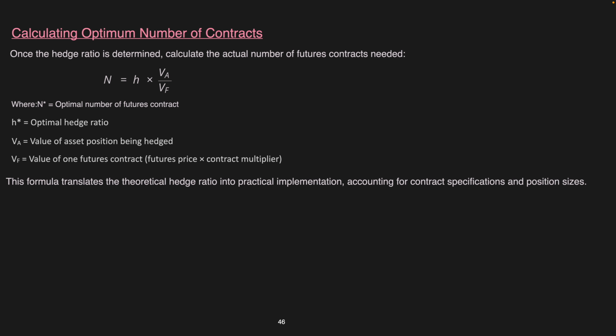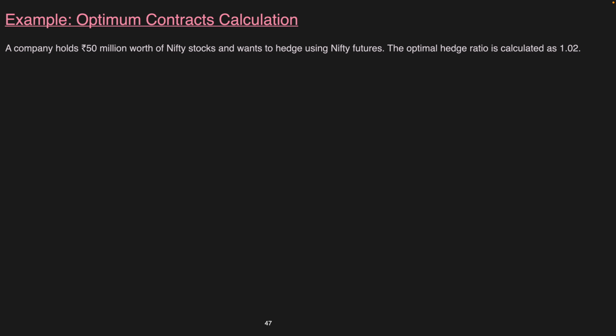So this formula will help you to translate the hedge ratio into practical implementation, as I have just explained. This will help you decide how many contracts of short positions you have to take in order to hedge your portfolio optimally. Let us take an example of this.